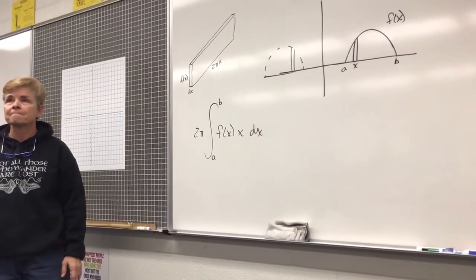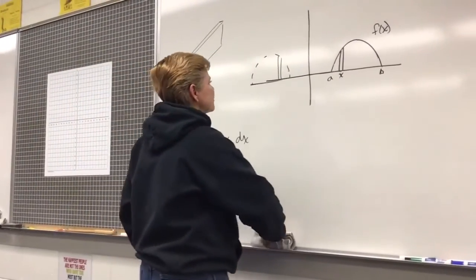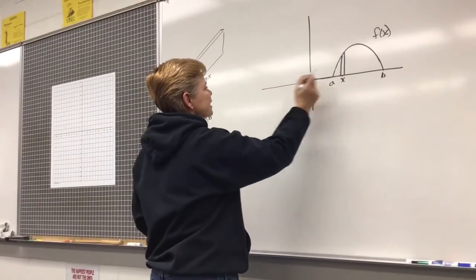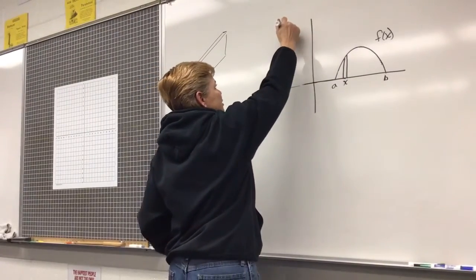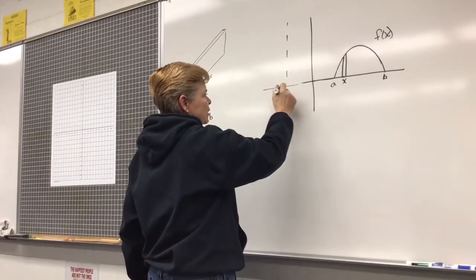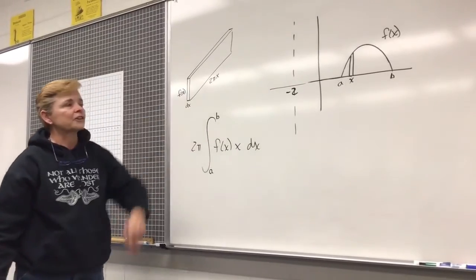Does that make sense? Yes. Now, just to put a variation on things, I'm going to take this one away. If instead I wanted to take this very same parabola, but spin it around this line, not the axis, but this one, located at negative 2, how will that change stuff on here? X plus 2.